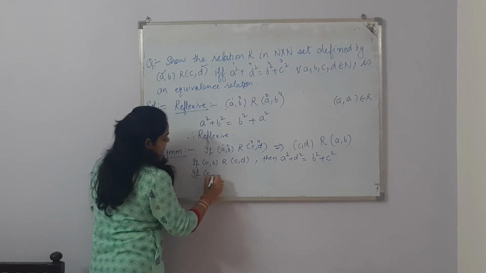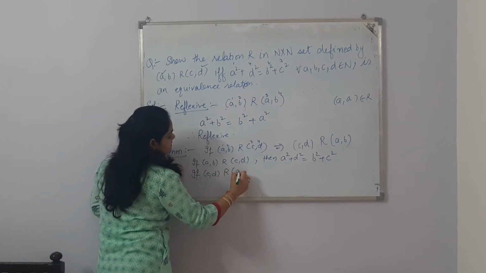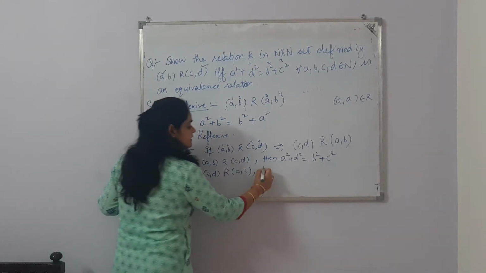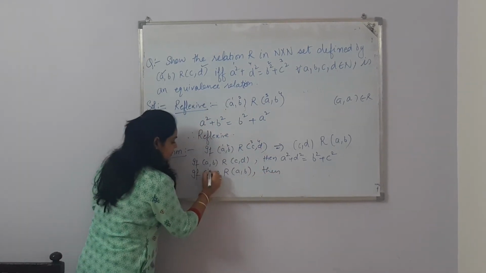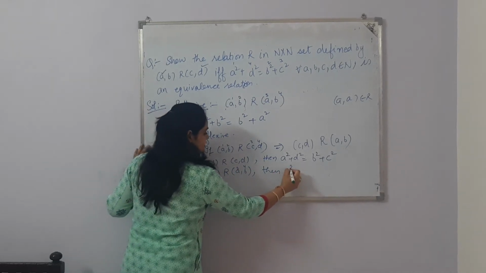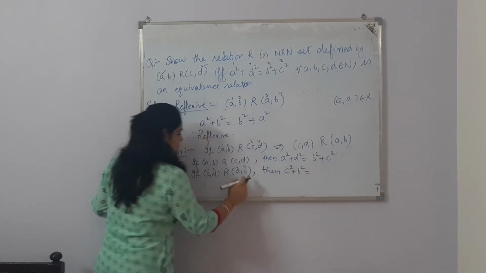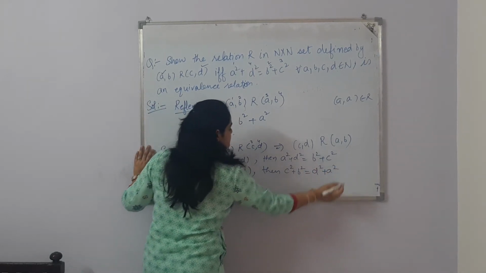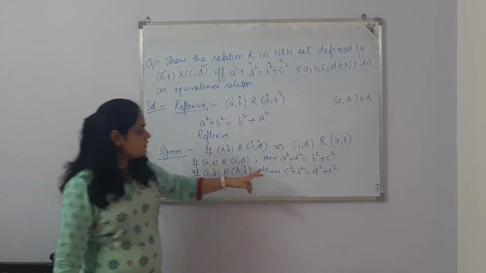If CD is related with AB, then what will be the relation? 1, 2, 3, 4. 1 is related with 4. That means c square plus d square is equal to d square plus a square. Okay.